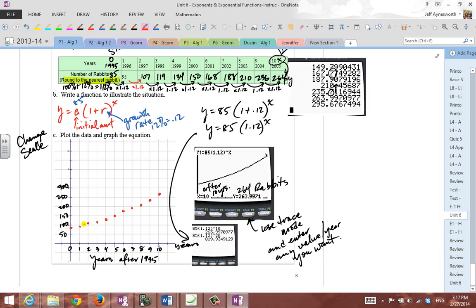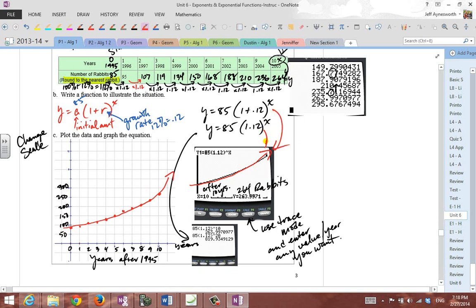Let me do this a little bit better here. Guess what? It looks the same. Okay, there it is, the same function. There it is, and there it is right here. Okay, same thing on the calculator as we do on paper here, guys.